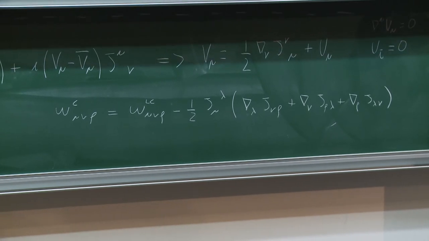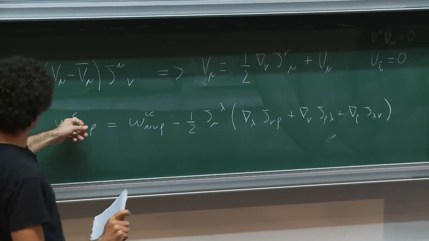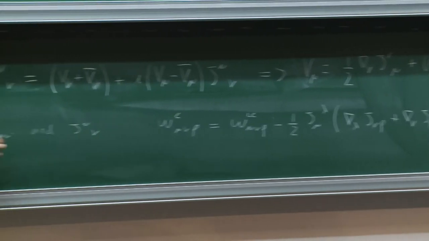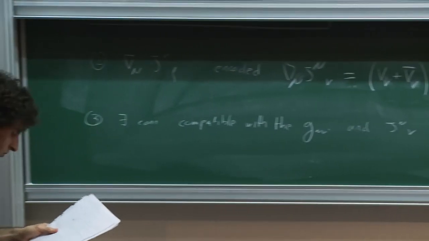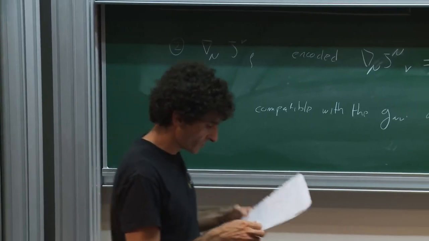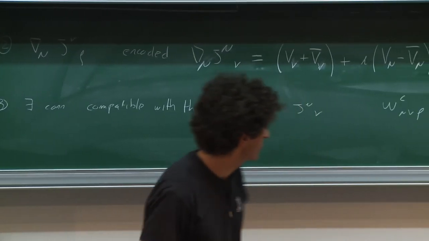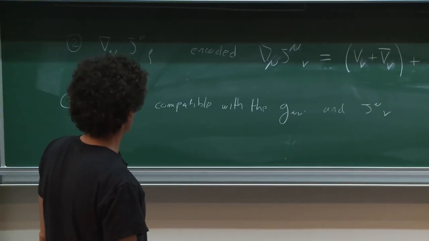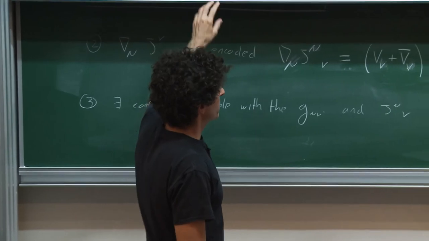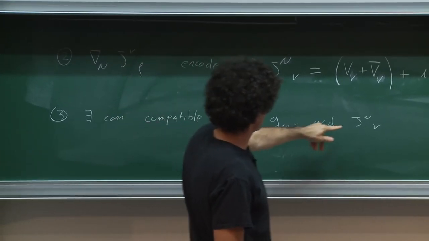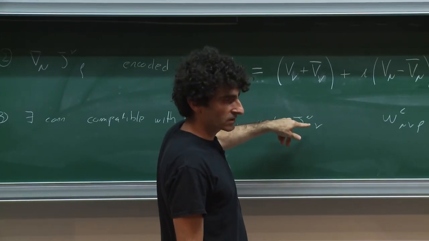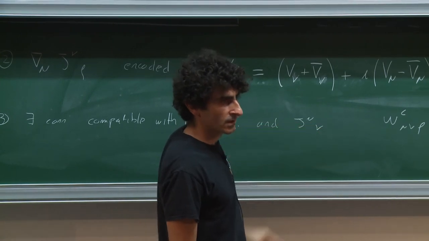Okay, so the claim is that if you use this spin connection, then it is compatible both with the metric and with the complex structure. So it makes sense to use this one instead of the Levi-Civita connection. And why is that? Well, it's because this connection is compatible with J mu nu, its holonomy is going to be in U1 times SU2.